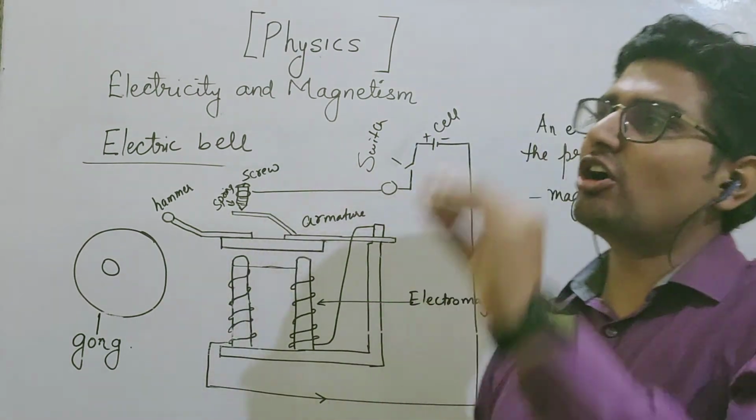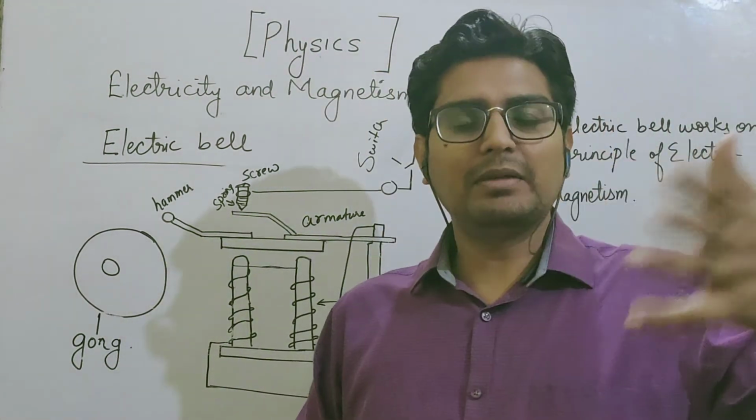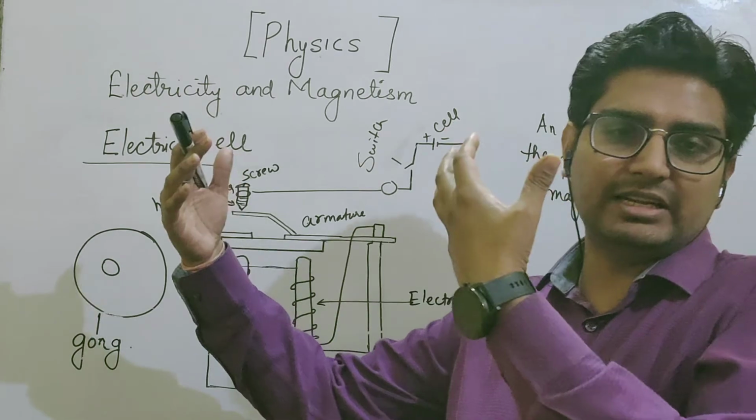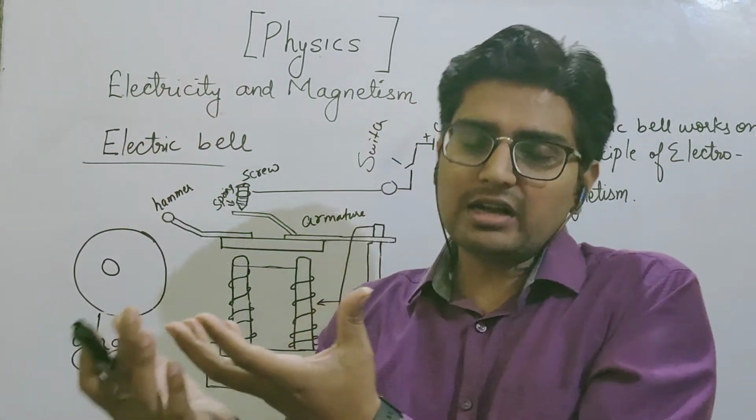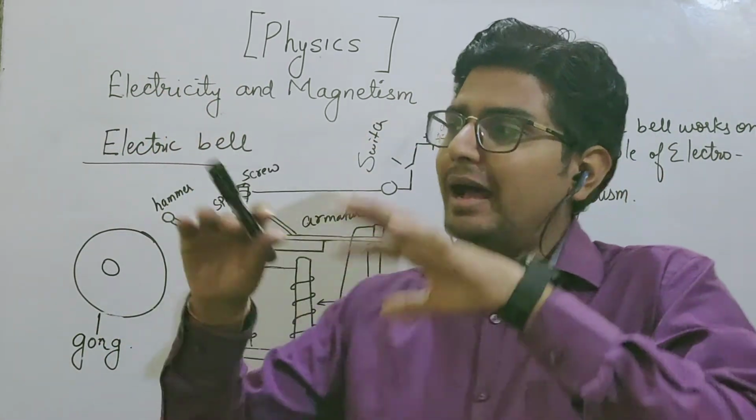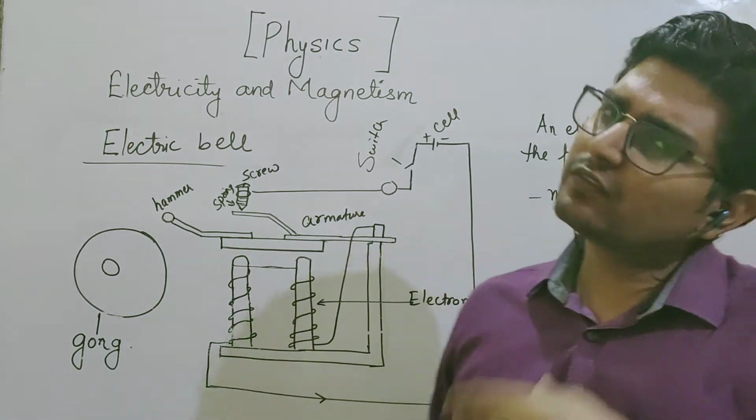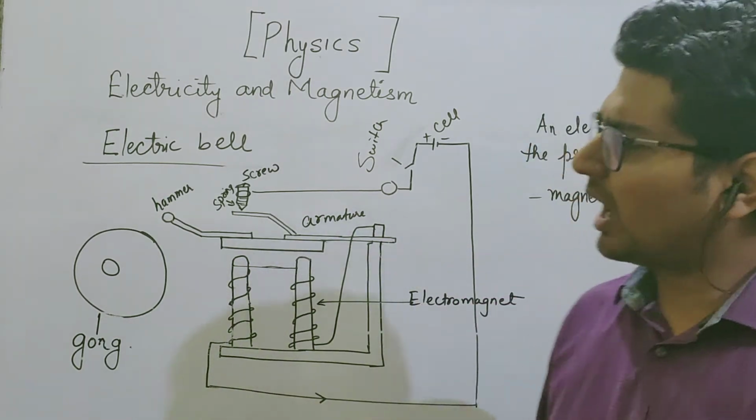Means till the supply of electricity is there, it will behave like a magnet and the electric bell is going to work, and you can hear the sound. As soon as the current supply is switched off, you will stop hearing the sound. So how does it work?